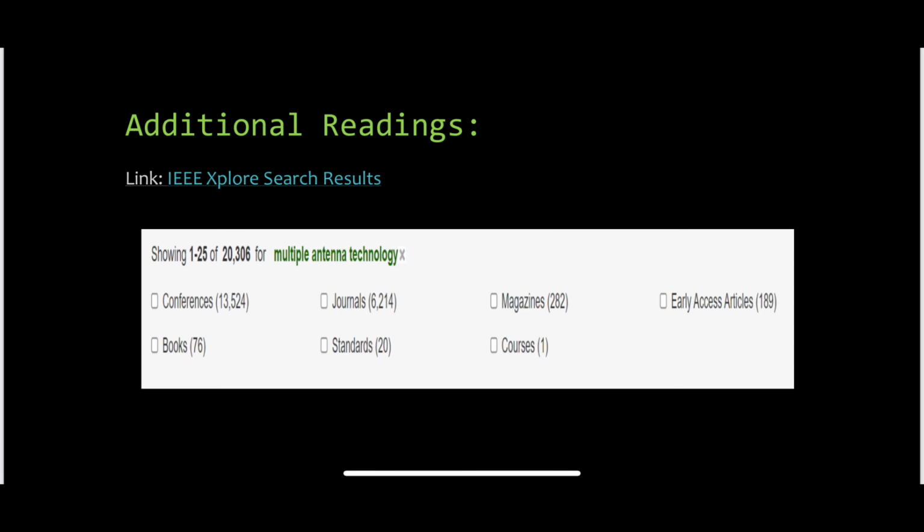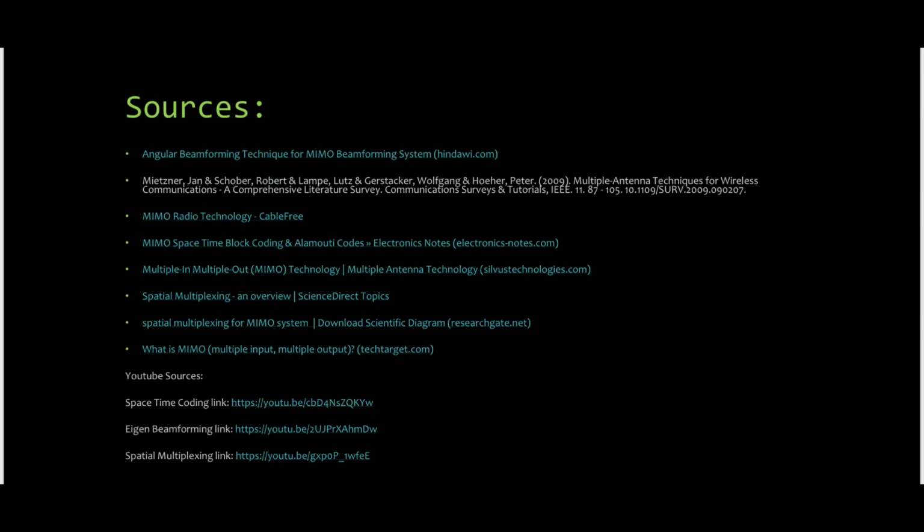For our other readings, you can go through this link and find the IEEE Xplore search results, where we have more on conferences and journals, magazines, early access articles, books, standards, and courses. So you can have some additional readings to further our understanding of multiple antenna technologies. Thank you to these sources for giving us comprehension on the topic of multiple antenna technologies.